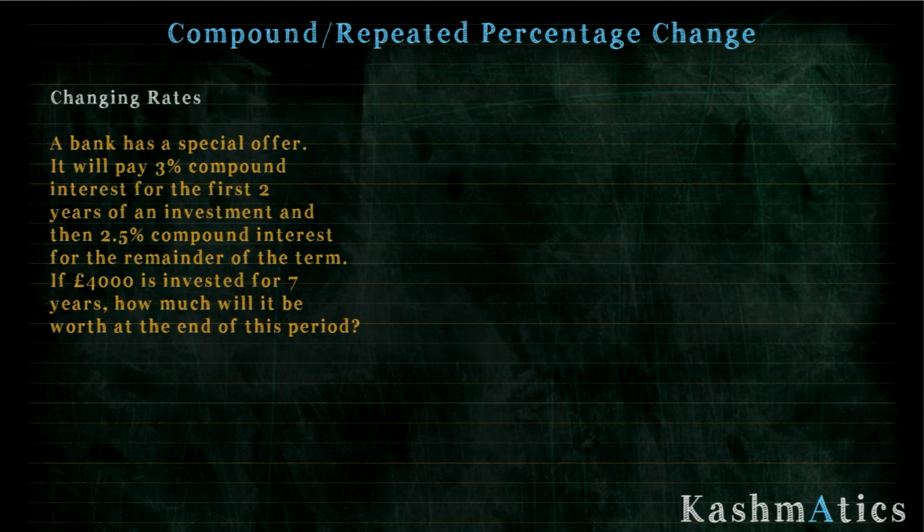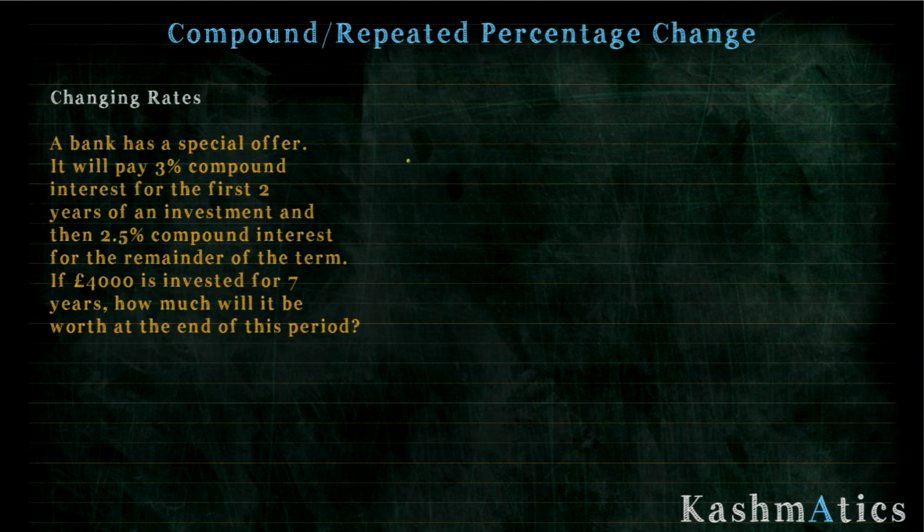Now, sometimes the interest rate will change during the course of the investment, and we've got an example here in which that happens. A bank has a special offer and will pay 3% compound interest for the first 2 years of an investment, and then 2.5% compound interest for the remainder of the term. If £4,000 is invested for 7 years, how much will it be worth at the end of this period? And it's not as difficult as you might think.